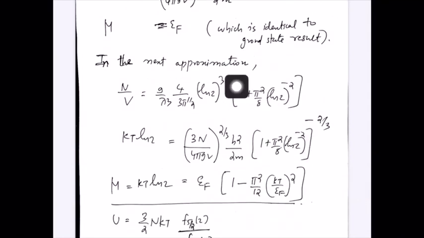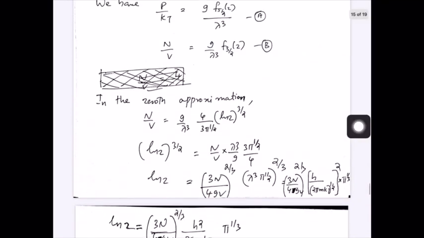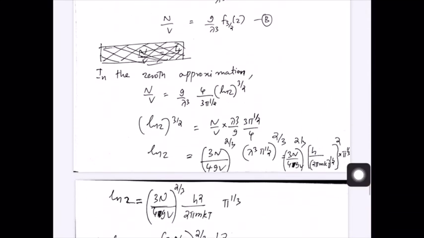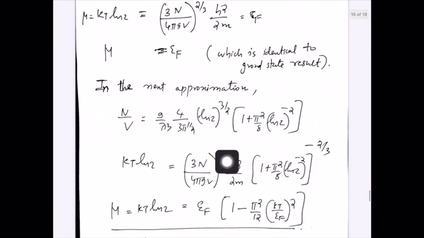Now in the next approximation, as I told, we took the zeroth approximation, only this term. In the first approximation, we take these two terms for f3 by 2 of Z. So that is taken here. So N by V will be this. Now again from this I am calculating kT log Z. N by V is this, and here we have the log Z.